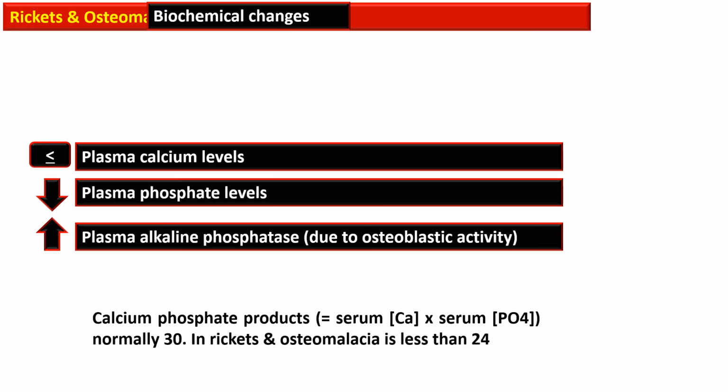Now the biochemical changes in rickets and osteomalacia. In rickets and osteomalacia, the plasma calcium level is normal or decreased, and the serum phosphate level is also decreased, while the plasma alkaline phosphatase is increased due to osteoblastic activity. The calcium phosphate product is an important clinical parameter, that is the multiplication product of serum calcium and serum phosphate. The normal value of this is 30. In rickets and osteomalacia, it is less than 24.